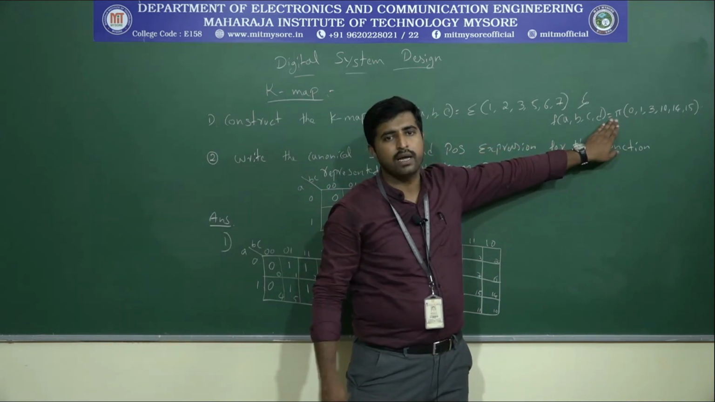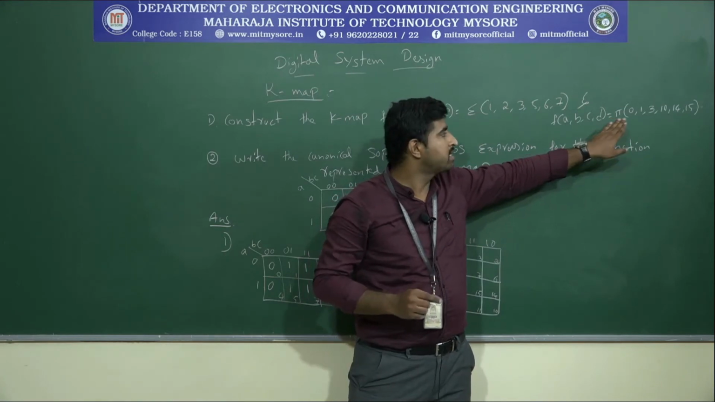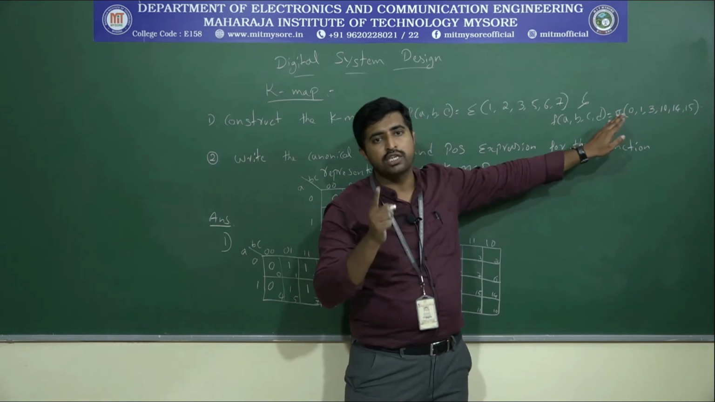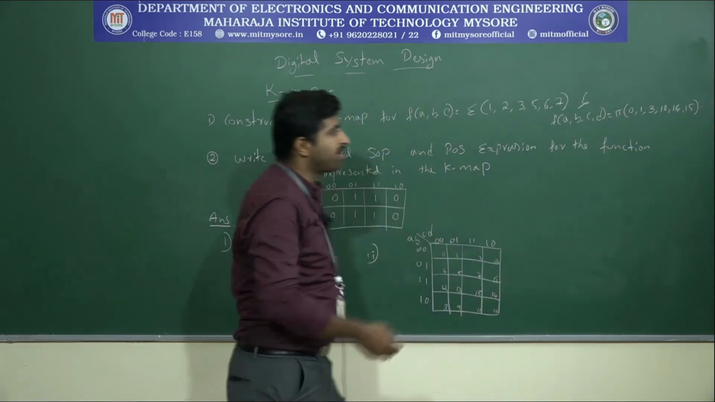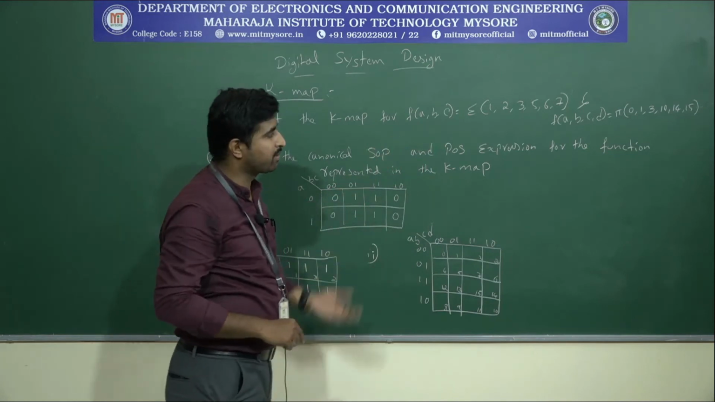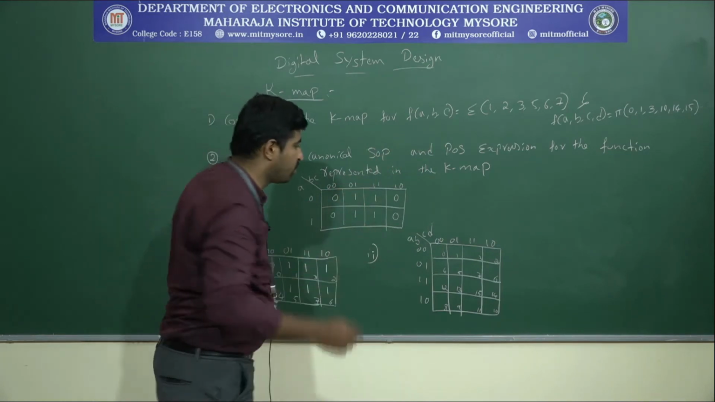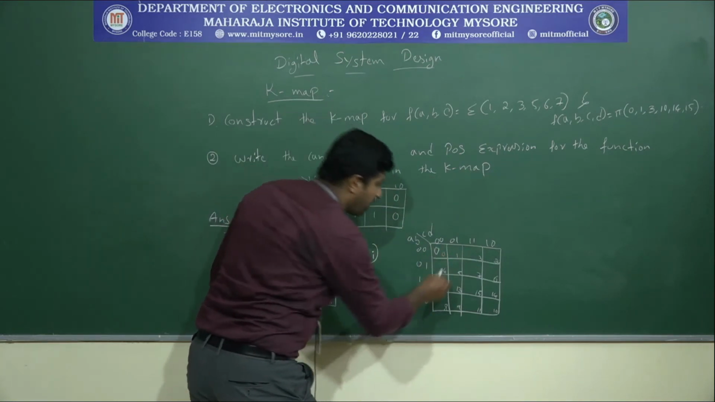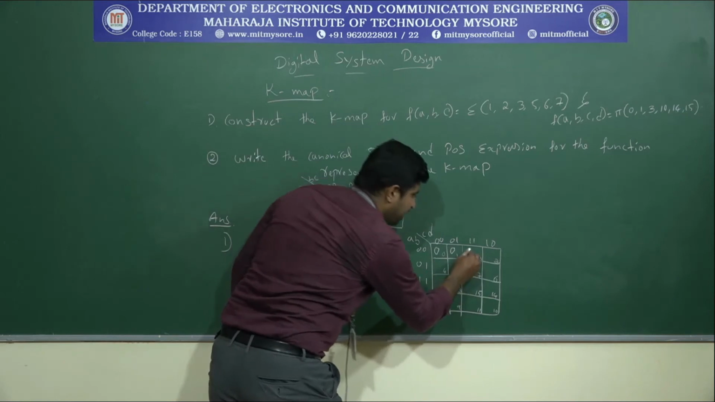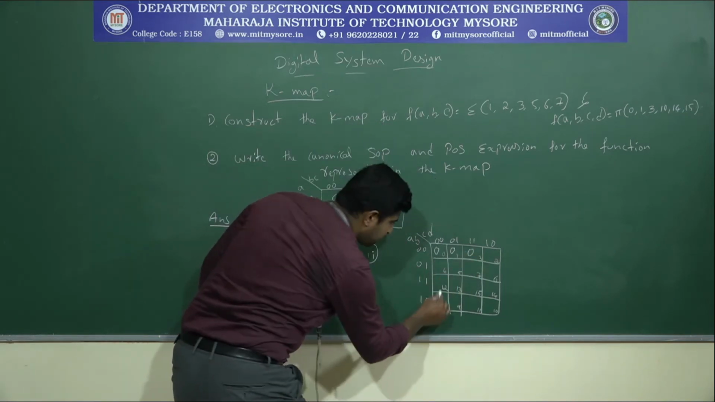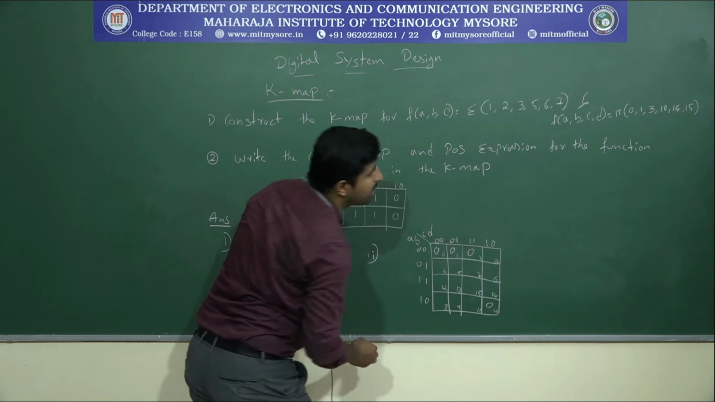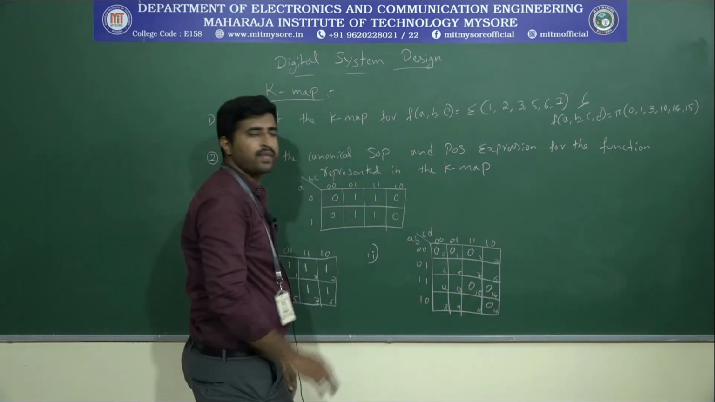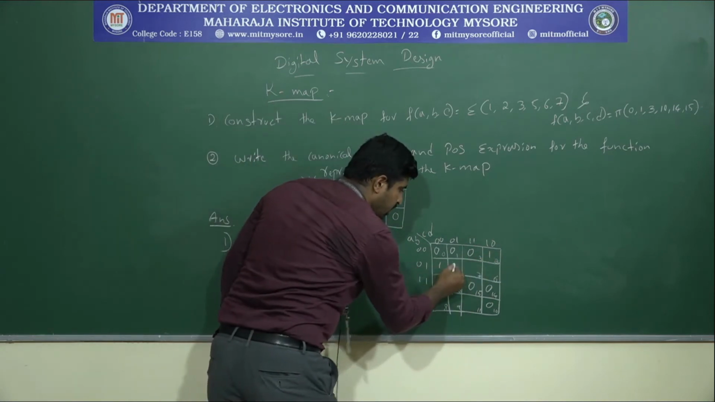Now, according to the problem, a pi is given. The pi means max terms. So whatever cell values are given will evaluate to logic 0, so we are going to write a 0 there. That means for cell 0 the output will be 0, cell 1 is 0, cell 3 is 0, cell 10 is 0, then cell 14 is 0 and cell 15 is 0, and the remaining cells will be logic 1.